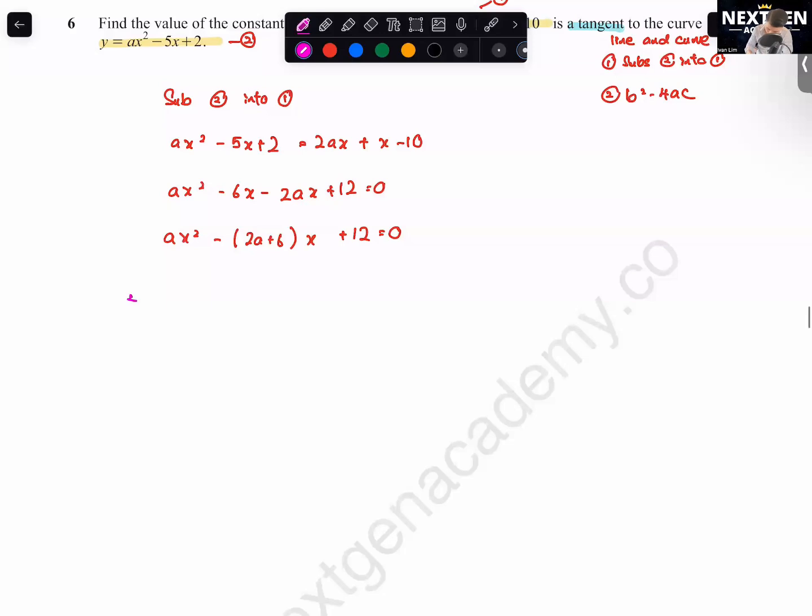Then, because of the keyword here, they say it's a tangent. Tangent means touch at one point. It means you have a curve here like this, and you have a tangent. So 1 point only. So we put into b squared minus 4ac.